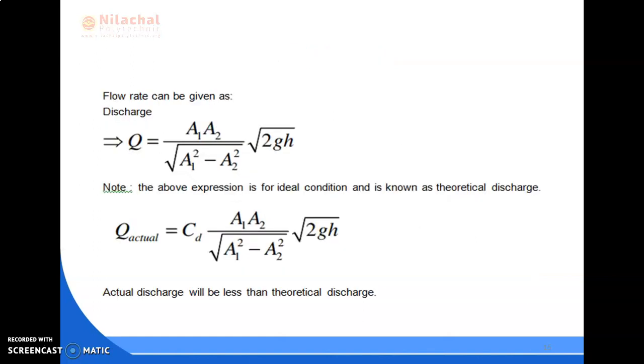Here the formula for the calculation of discharge is Q equal to A1 A2 by square root of (A1 square minus A2 square) into square root of 2gh. This is the theoretical discharge, but the actual is CD into A1 A2 by square root of (A1 square minus A2 square) into square root of 2gh. The actual discharge will be less than the theoretical discharge. So the actual discharge through the pipe is always less than the theoretical discharge value we calculated from the given data.